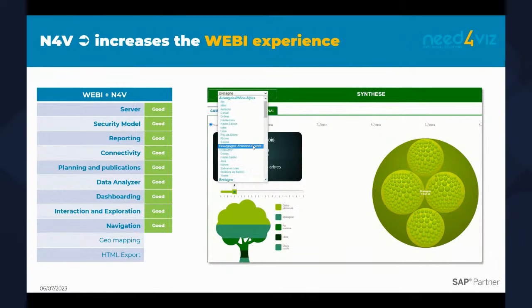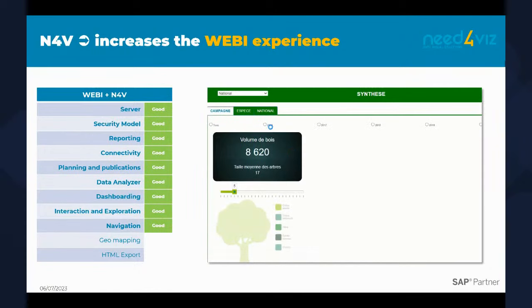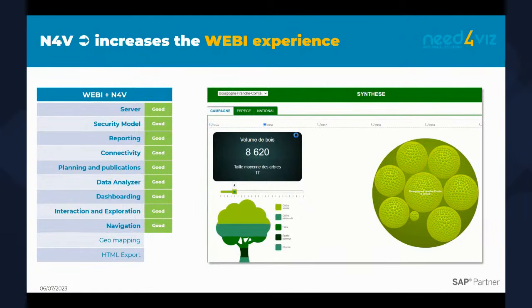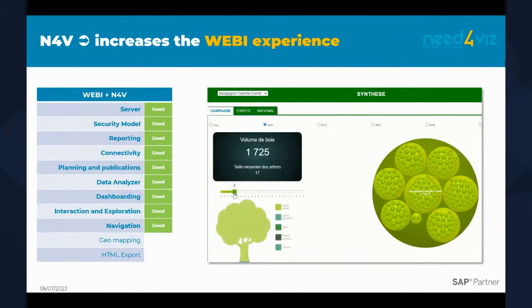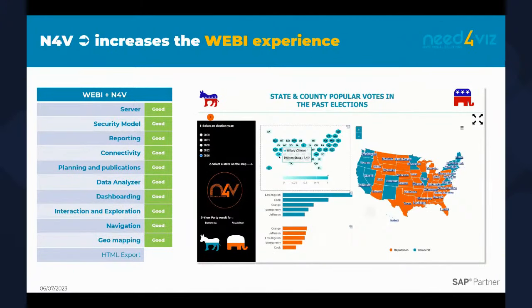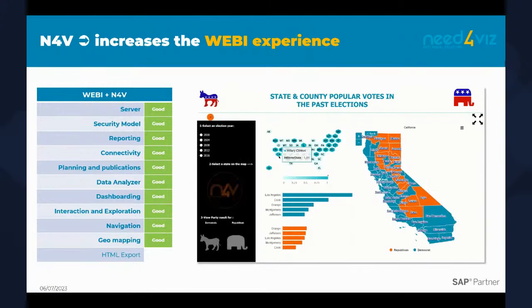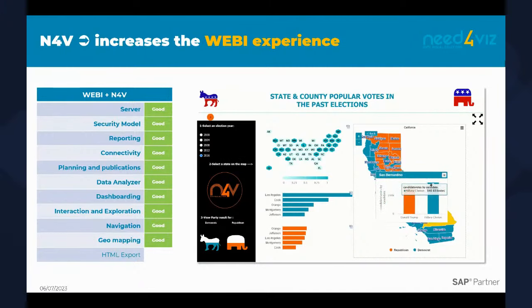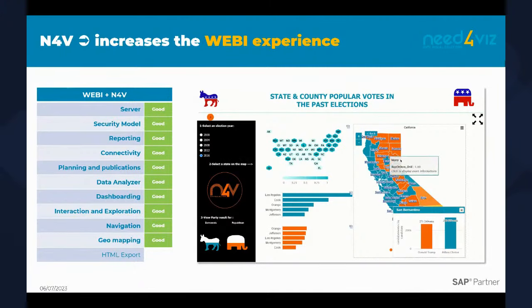As you can see here, you can navigate to certain data points with just a simple click of a button without having to leave the component. You stay on the same page while you pull up different data sets to really tell your story. And with geo-mapping capabilities, we allow you to import your data into geo-mapping solutions. Here's a map of state and county popular votes in the past election.